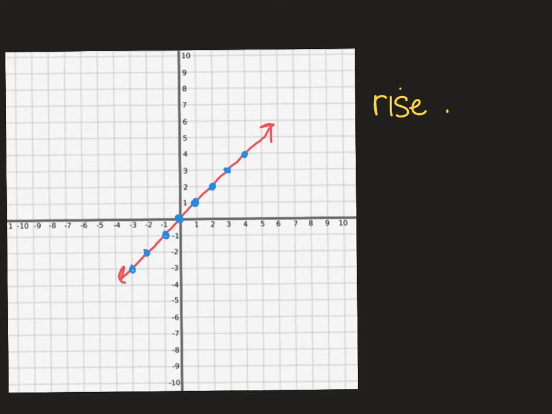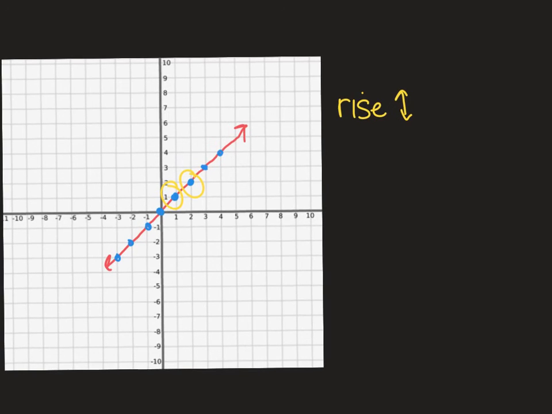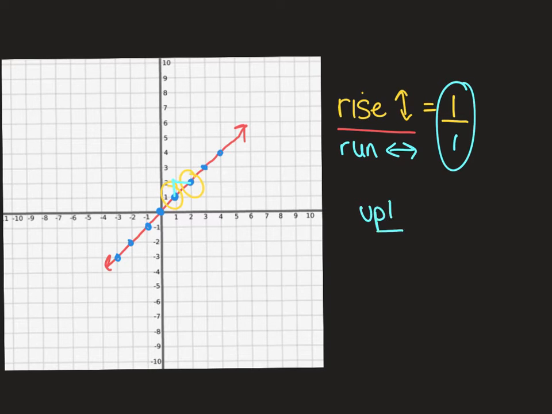Rising is up and down. So if I decide to pick this one and this one, how many gray boxes am I going up? Well, I'm going up one gray box. Then I want to know how much am I running. Running is an idea of going sideways. So I went up one box and I went right one box. So the slope of that red line is 1 over 1, or positive 1. We went up 1 and we went right 1.